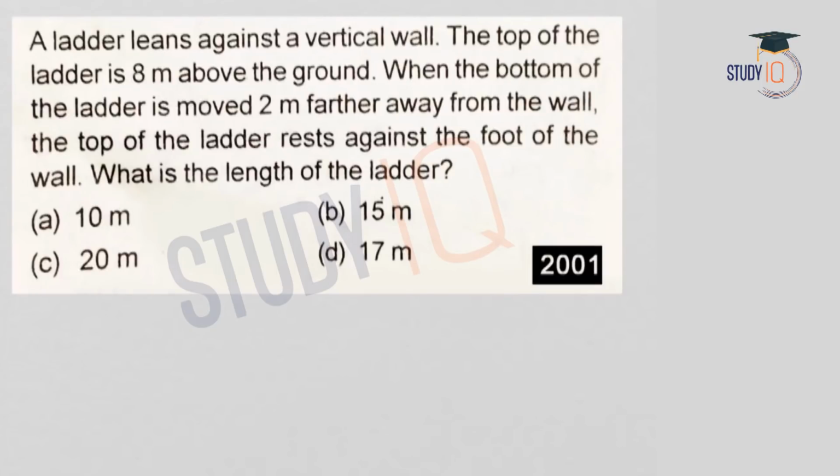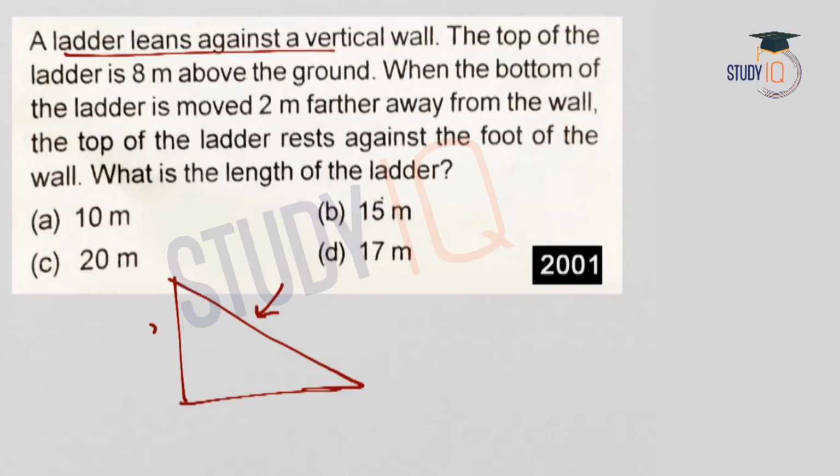See what is given. A ladder leans against a vertical wall. The top of the ladder is 8 meters above the ground, right? And you can draw it like this. So this is the ladder and 8 meters above the ground, the top of the ladder. That means this height is given as 8 meters.